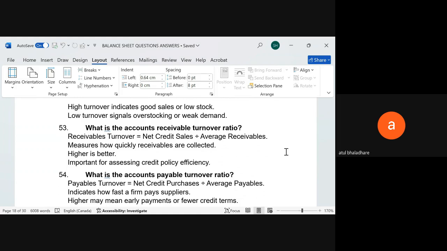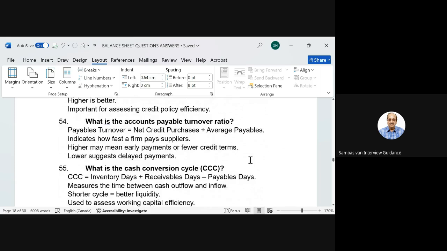Receivable turnover is equal to net credit sales divided by average receivables. Measures how quickly receivables are collected. Higher is better. Important for assessing credit policy efficiency. Here we cannot write just sales. It should be net credit sales, because recovery on cash sales is not a problem.